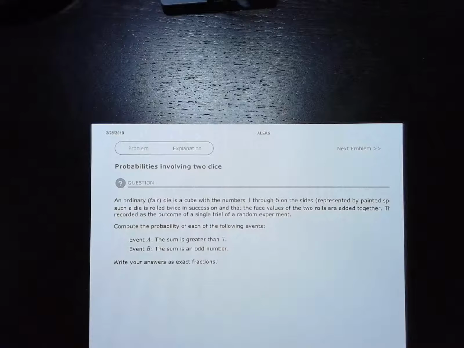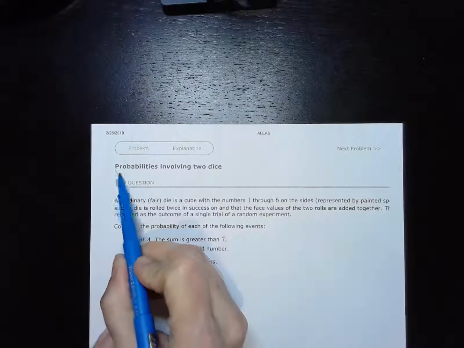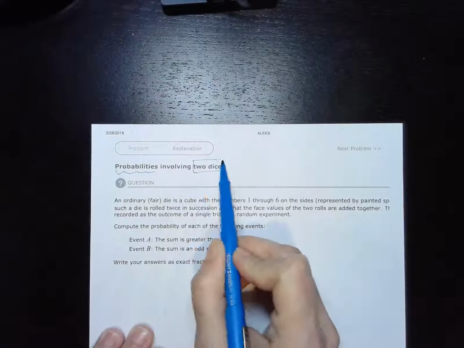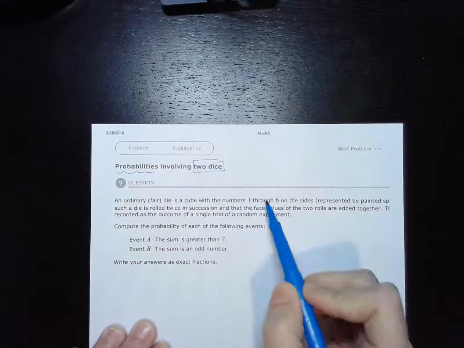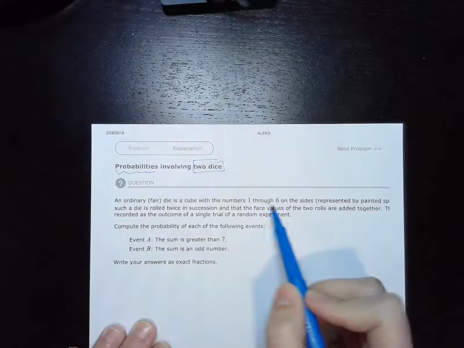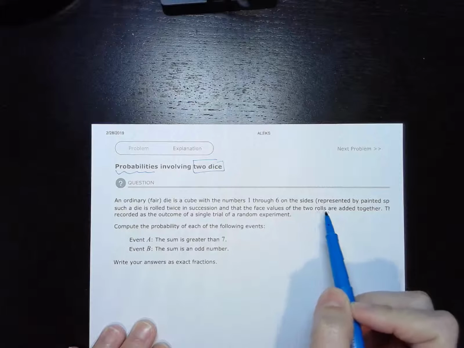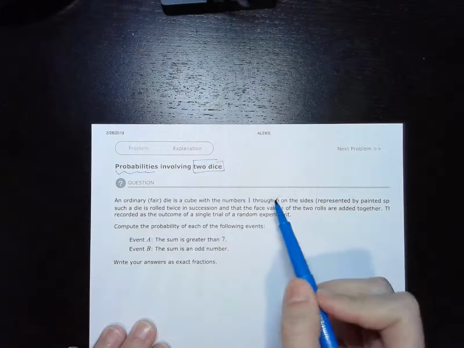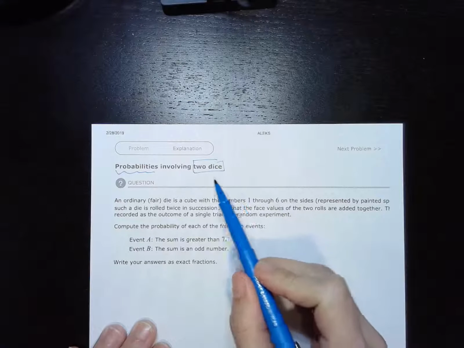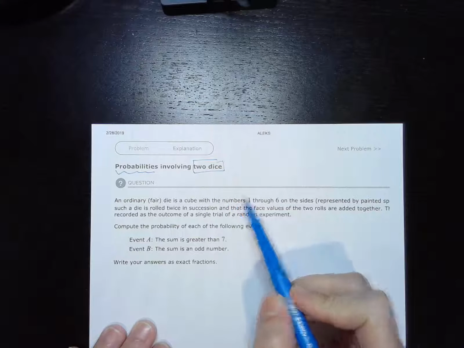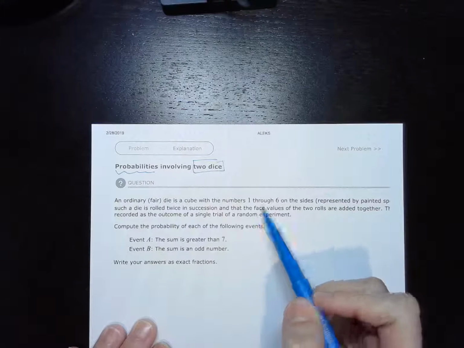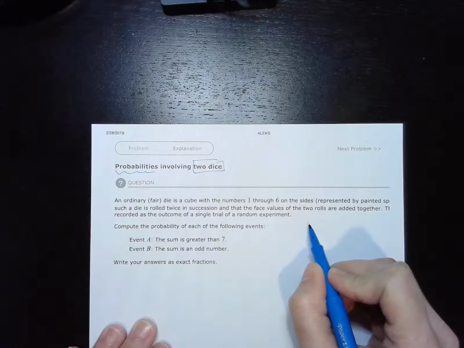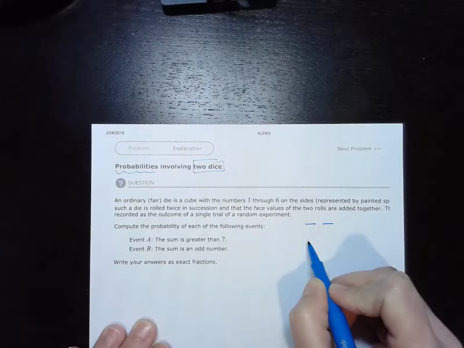Okay, in this video, I'm going to talk about probabilities involving two dice. So in the directions, it talks about having a fair number cube with the numbers painted 1 to 6. And so that's just a dice. So if we're rolling two dice, then we have to consider what we get on the first roll and then what we get on the second roll.